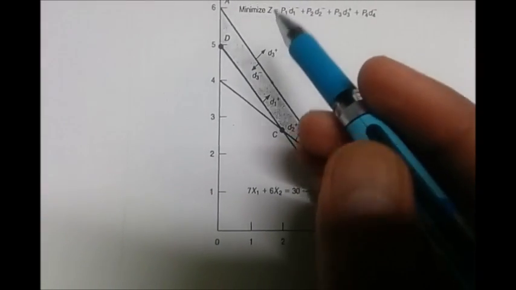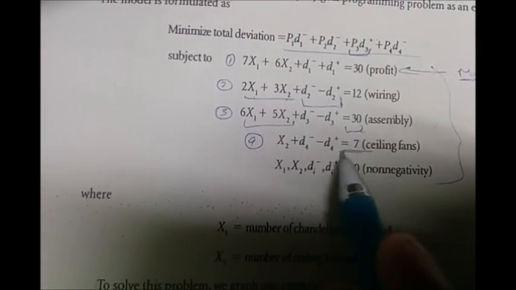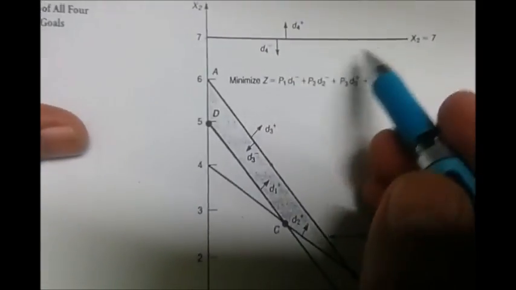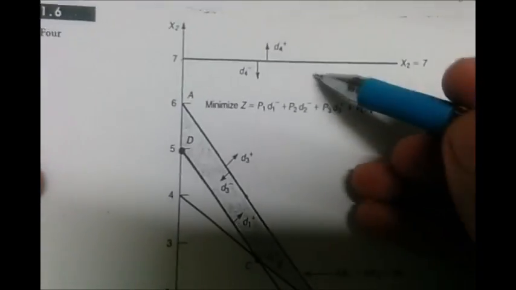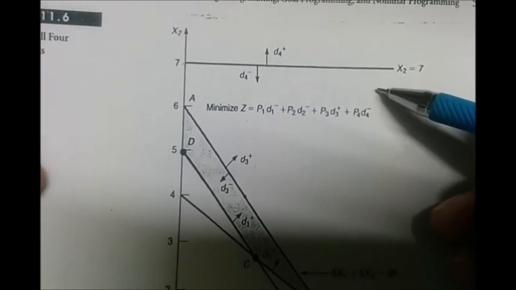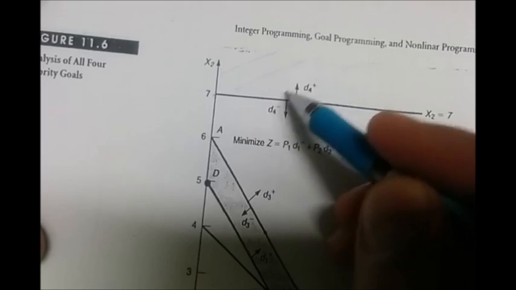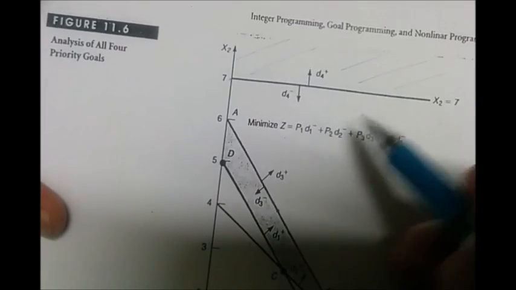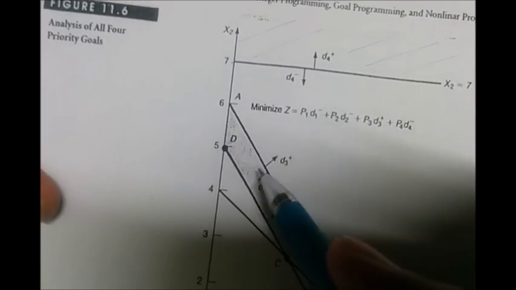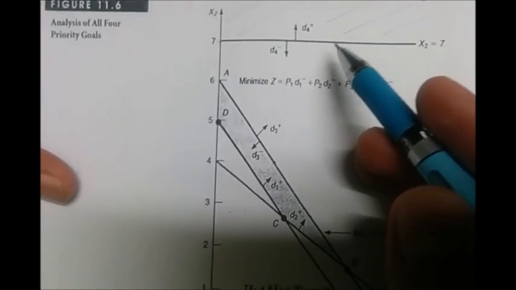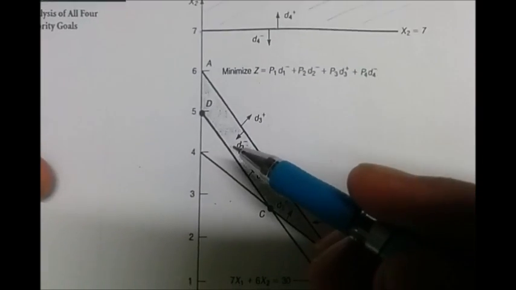But it has another constraint, that is the fourth one. That is, I need to achieve 7 ceiling fans. Now x2 is equal to 7 is coming here, and it wants at least, which means there cannot be any underachievement, but there can be overachievement. So this became my shaded region. Now you will see that there is no overlap between these two shaded regions. So there is no possible solution that takes care of all four constraints.